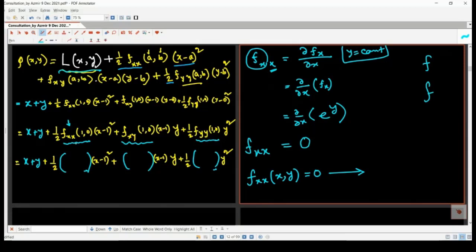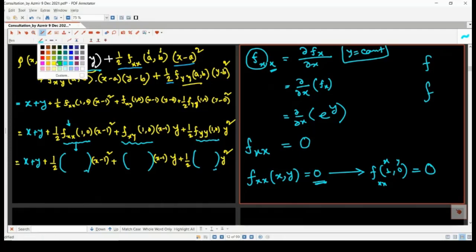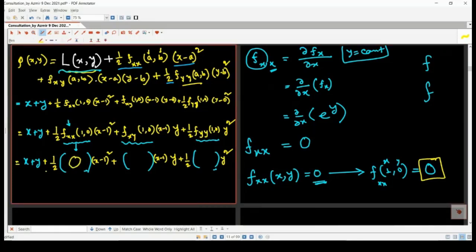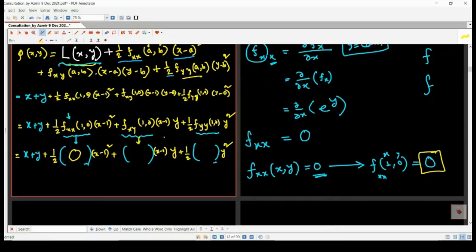Now we have to find f sub xx at 1 0 point. So x is 1, y is 0. But since the right side is 0, f sub xx of 1 comma 0 will also be 0. So this is the thing that we have found for here. Now we have to find f sub xy.